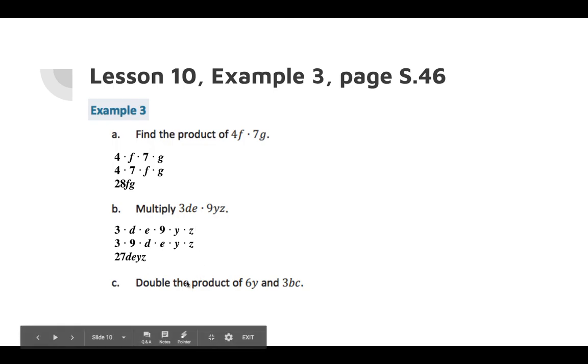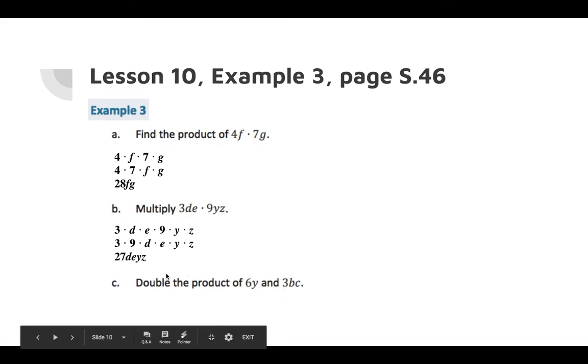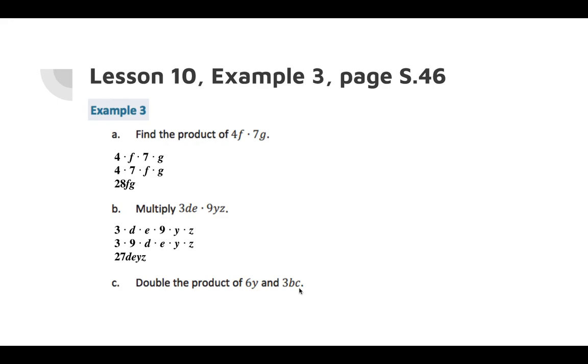Now, this letter C, that's another tricky one. Double the product of 6Y and 3BC. Okay, the product of 6Y and 3BC, and we need to double that. Remember, how many times are you multiplying it by to double? So if your answer was 2, you were correct. Okay, complete the rest.